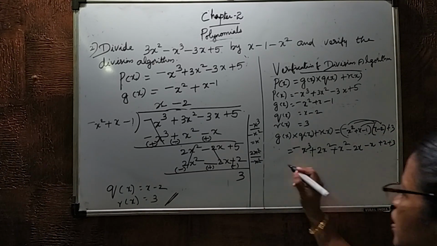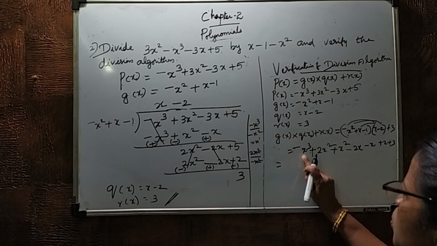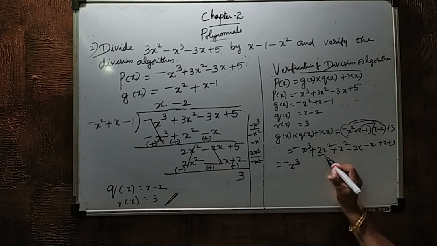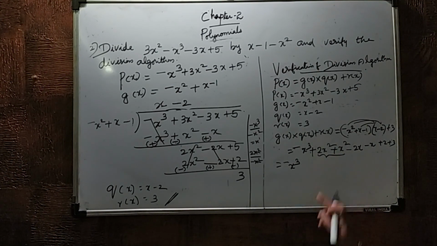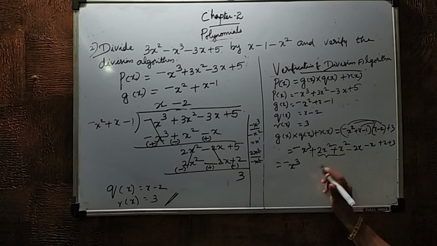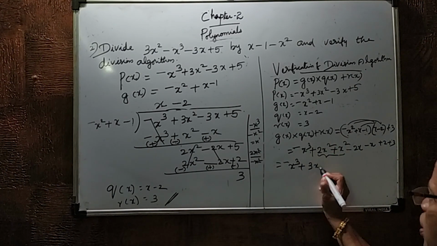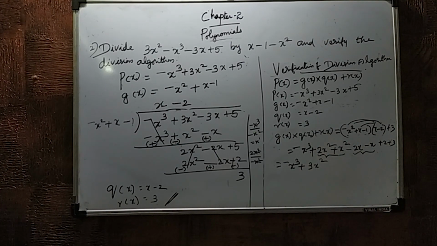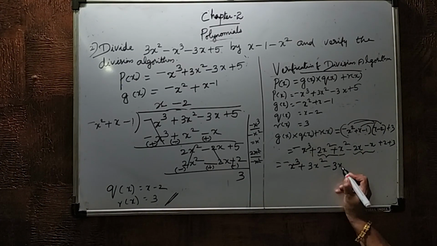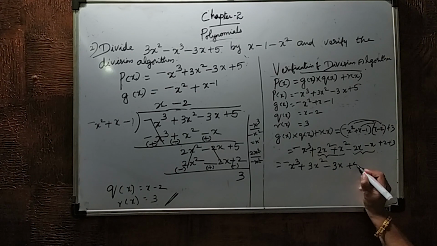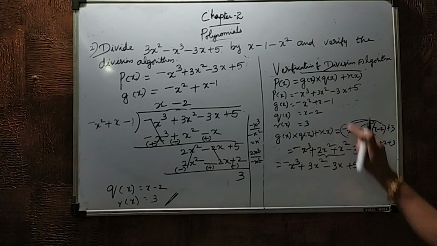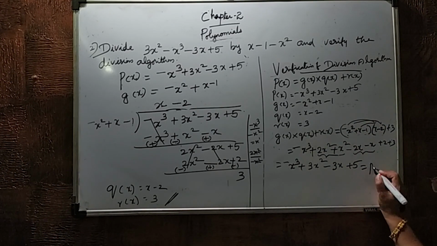Now we have to simplify. The x cube term, only 1 is there, so negative x cube. Now look, these are all together, the x square term is there. So 2 plus 1, it is plus 3x square. Then here also these are the same, x raised to 1 is there. Minus 2x minus 1x minus 3x. Plus 2 plus 3, it is plus 5. Just look, minus x cube plus 3x square minus 3x plus 5 equals P of x.